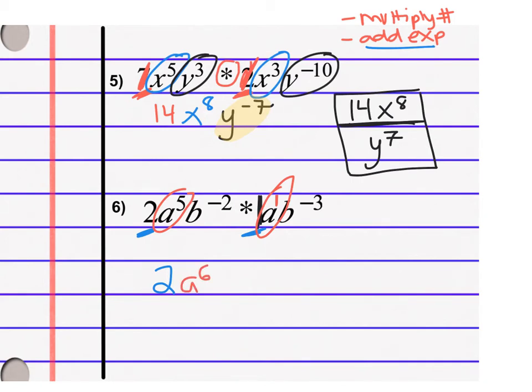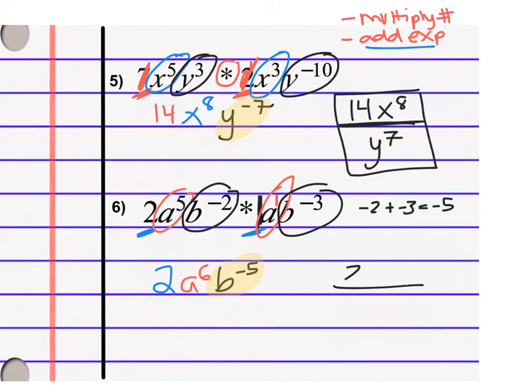For the b's, we have b to the negative 2 and b to the negative 3. Negative 2 plus negative 3 is negative 5. Then I need to rewrite this because I don't want a negative exponent. So I have a problem. Right here is my problem. I'm going to make a fraction. Everything that's not a problem is going to stay. So 2a to the 6th will stay, divided by b to the 5th. This is number 6.